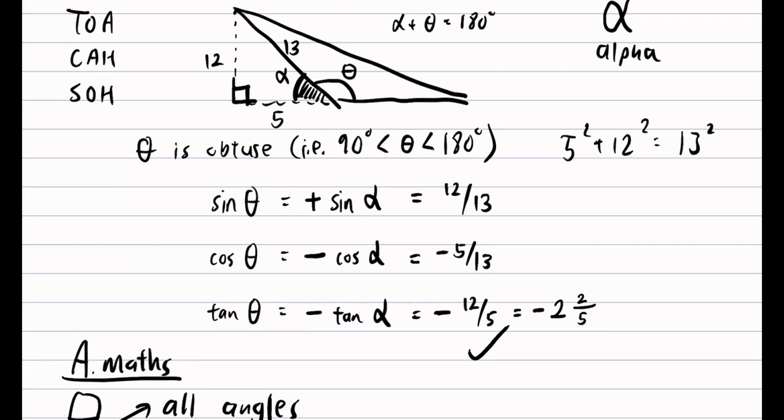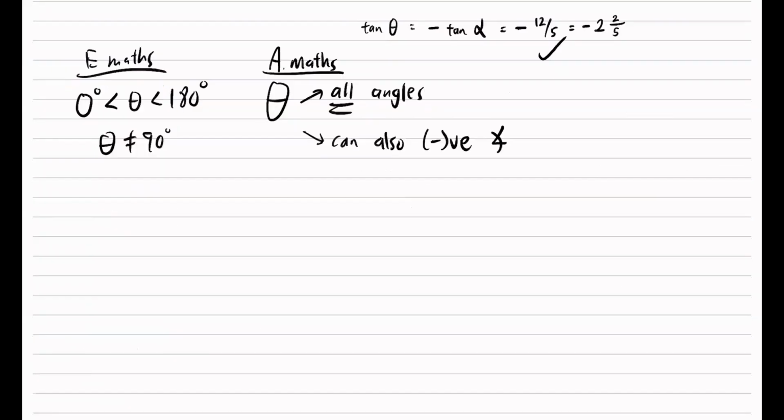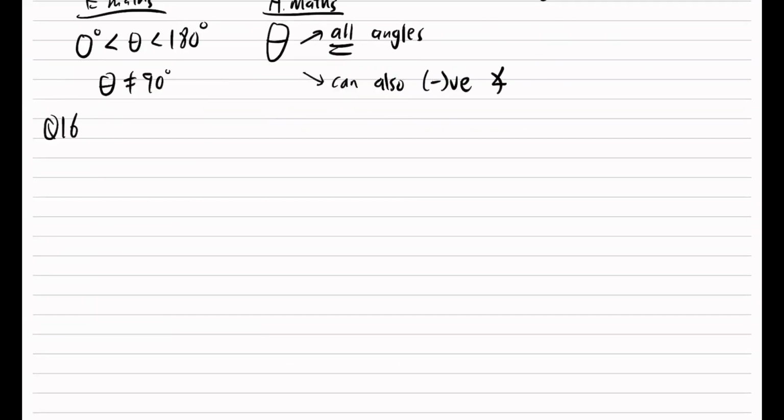So now we can begin doing the question. What you realize is that this question is very tricky. Here I gave you a right-angled triangle with actual lengths, like 3 cm, 4 cm, 5 cm, 5 cm, 13 cm, 12 cm. But in question 16, they did not give you the actual length. They gave you a triangle, and then they gave you sine of the angle. Let me draw the diagram first.